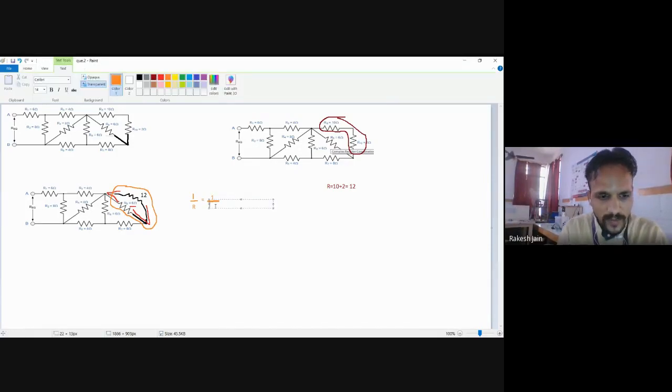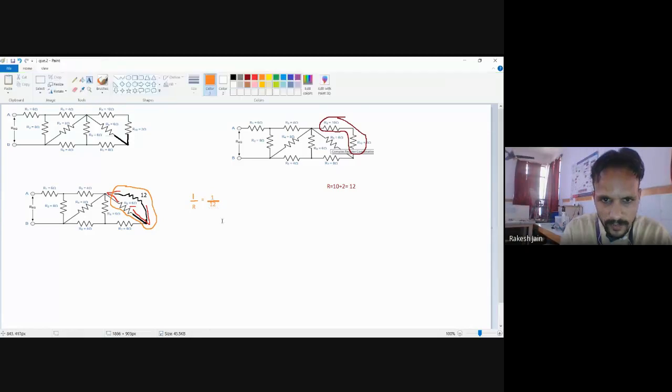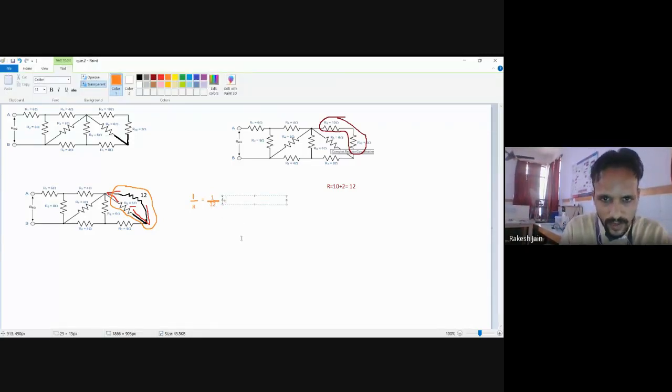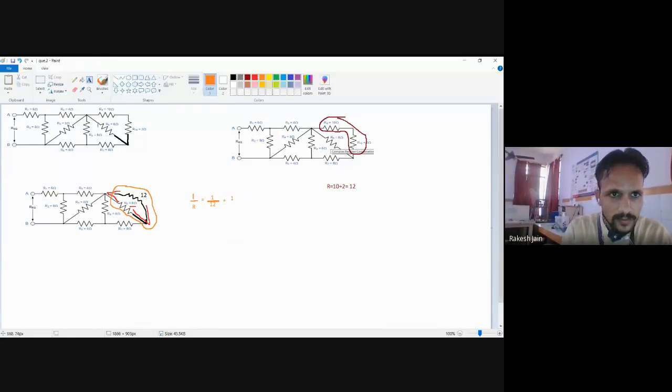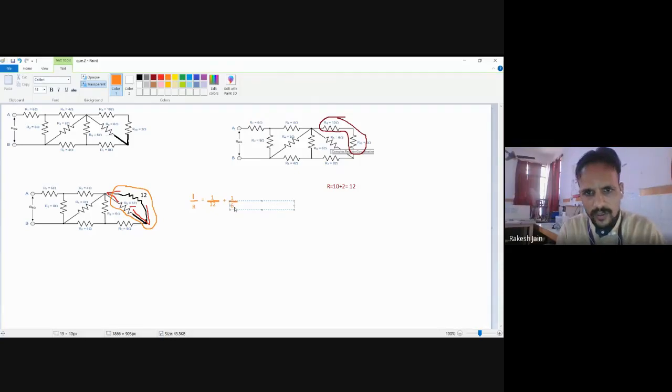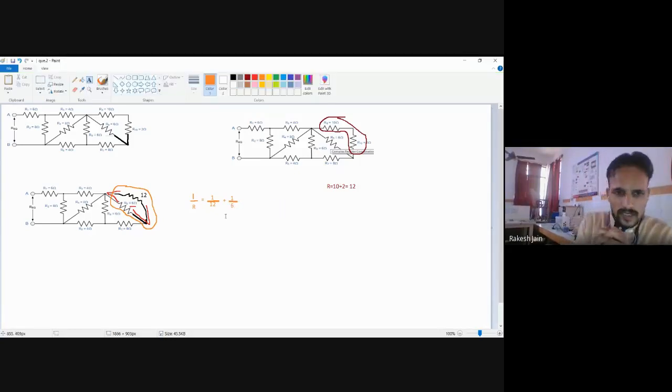So 1 divided by 12 is R1, then plus 1 divided by R2. R2 is your 6 ohm. Because 12 ohm and 6 ohm are in parallel, we just write down 1 upon R is equal to 1 upon R1 plus 1 upon R2. So 1 upon R is equal to 1 divided by 12 plus 1 divided by 6.